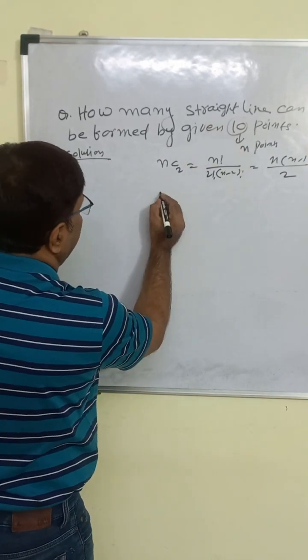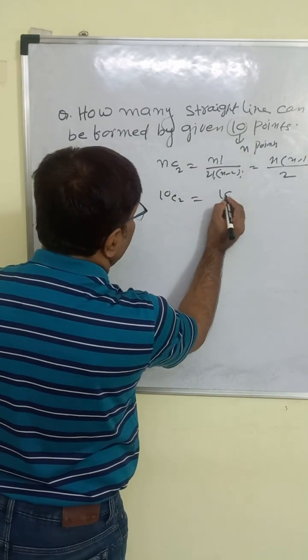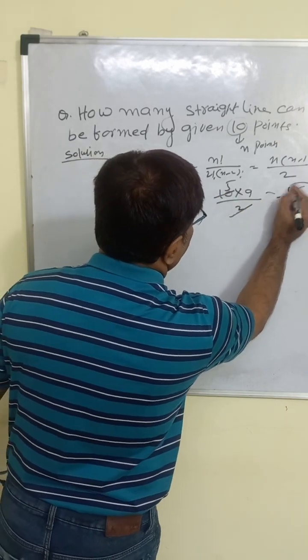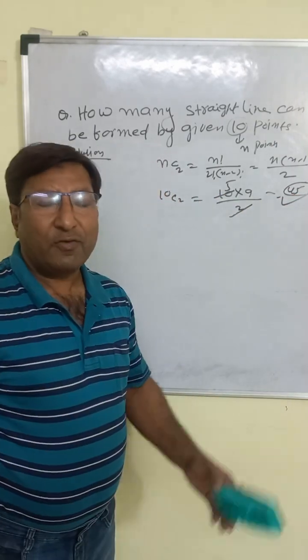So here 10 points are given. Our answer is 10C2, that is 10 into 9 by 2. 2 5s are 10 and 9 5s are 45. So the correct answer is 45.